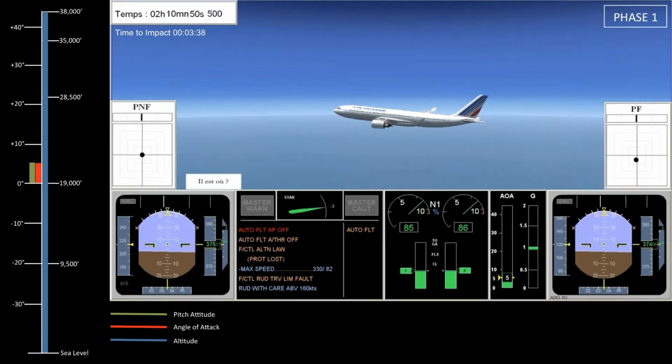Attempts were made to call the captain back to the cockpit using the call chime that activates in the rest area. Since autopilot disconnection 45 seconds ago, the ECAM has generated a series of warning and caution messages which have been continuously fed to the crew as they continue to struggle with an extremely dynamic flight trajectory.